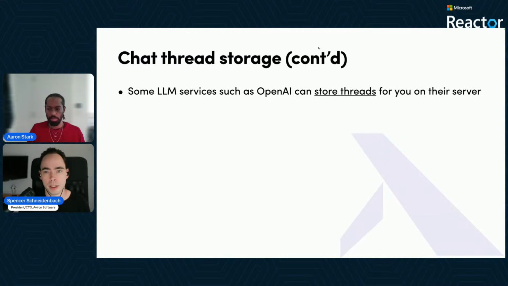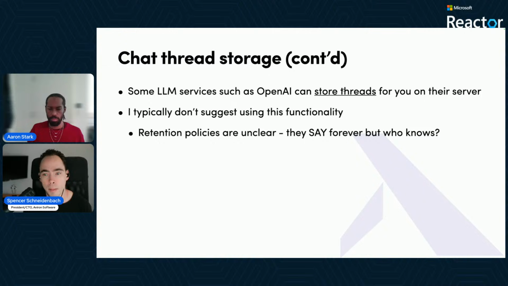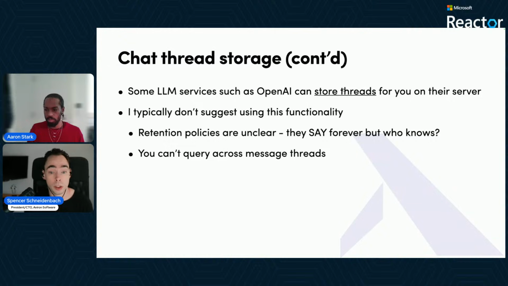This is a link you can follow inside the GitHub. If you go to the repo and look at the slides, follow the link, you can see that in the Responses API, OpenAI can store these threads for you on their server. I typically don't use this, and I don't suggest you use it. Retention policies, they say that they retain them forever, but who knows if that will actually be the case. You can't query across message threads, so you can't do your own search across them.